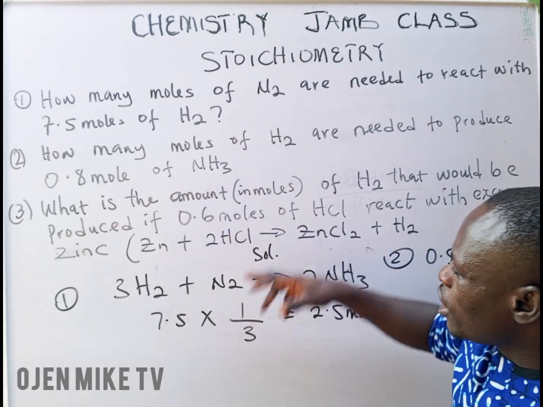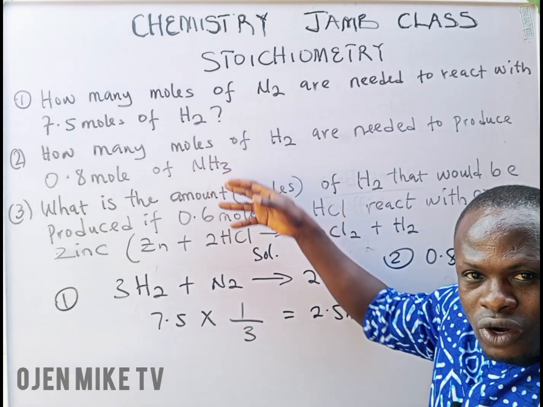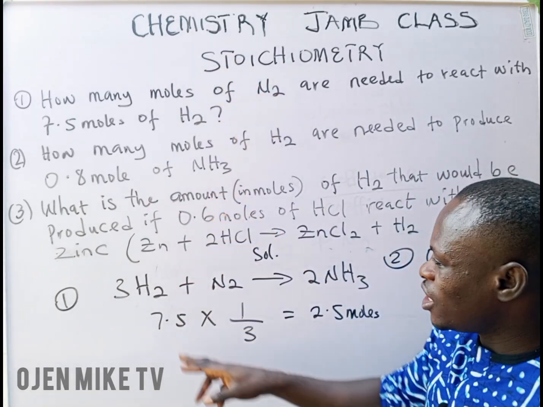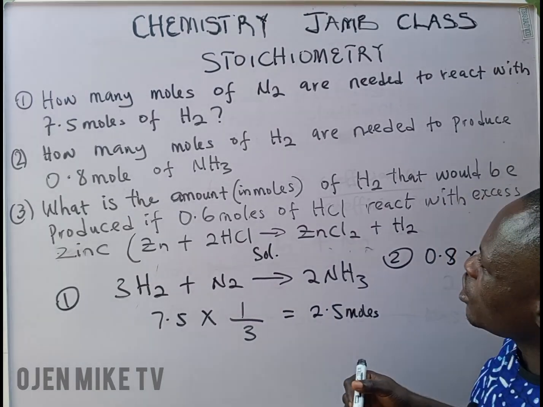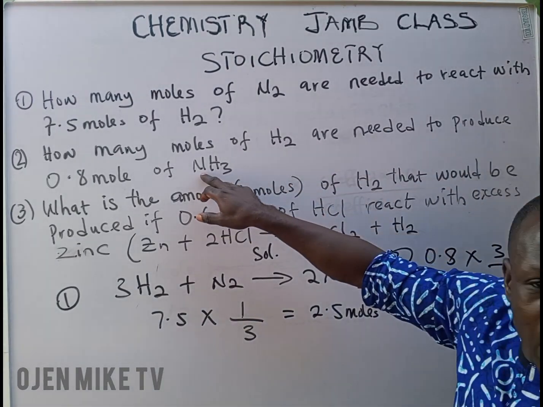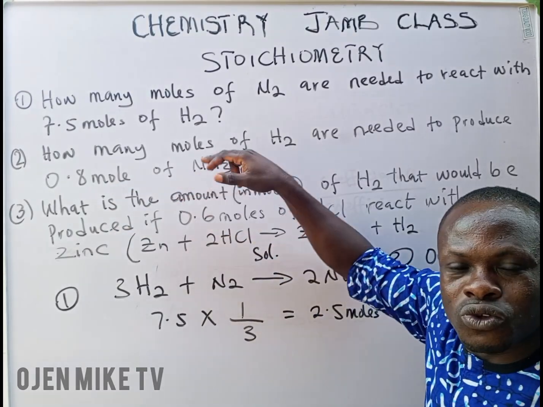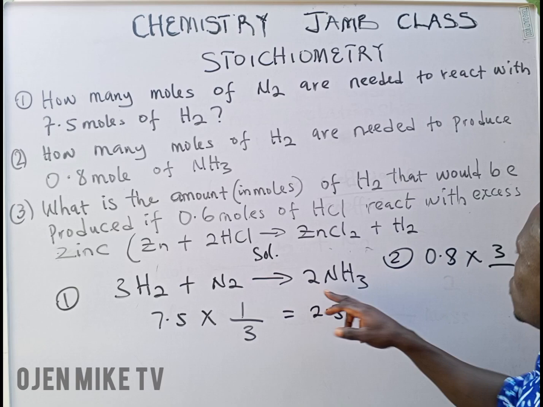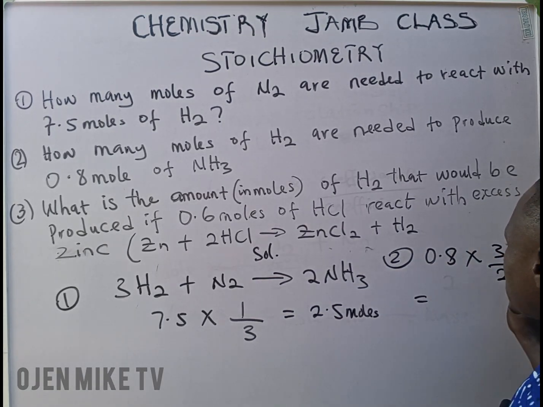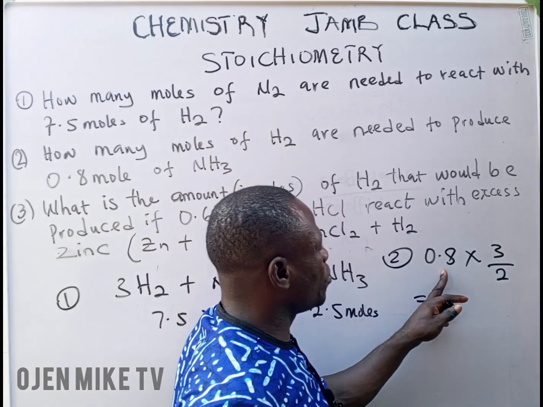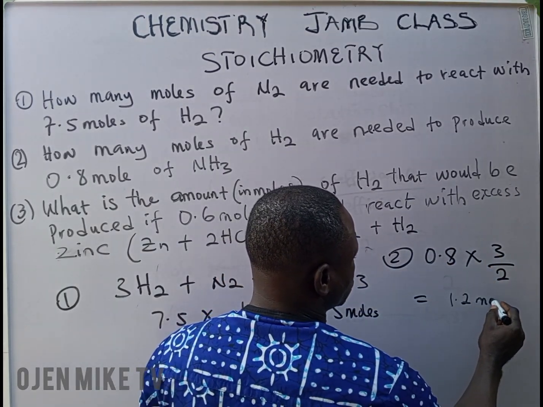The mole ratio of hydrogen will be on top, because they are asking you to calculate the moles of hydrogen. So hydrogen is 3, divided by ammonia. They gave you the moles of ammonia, so you use the coefficient of ammonia, which is 2. So the answer is 0.8 times 3 divided by 2, which gives 1.12 moles.